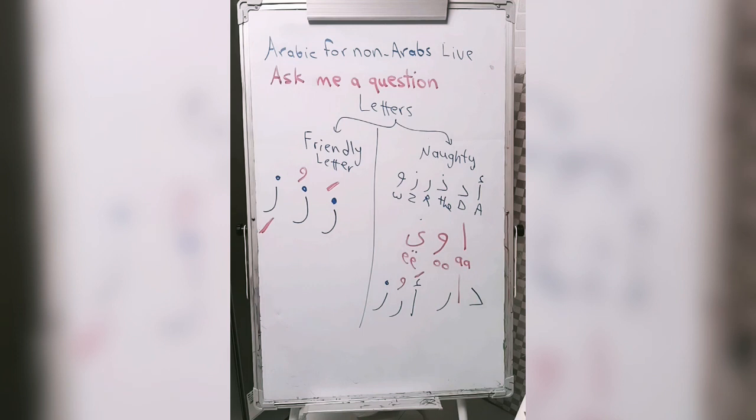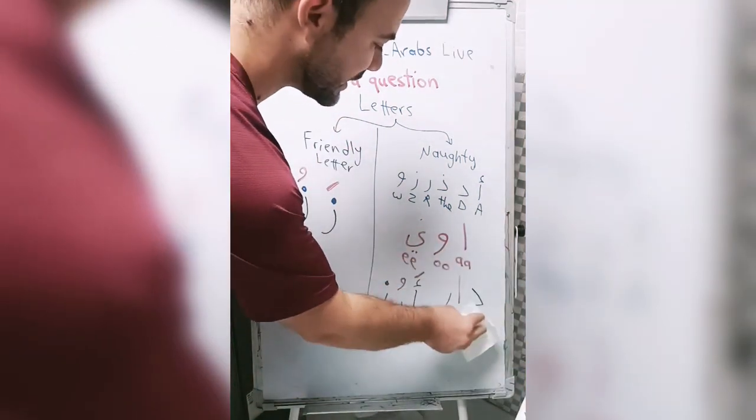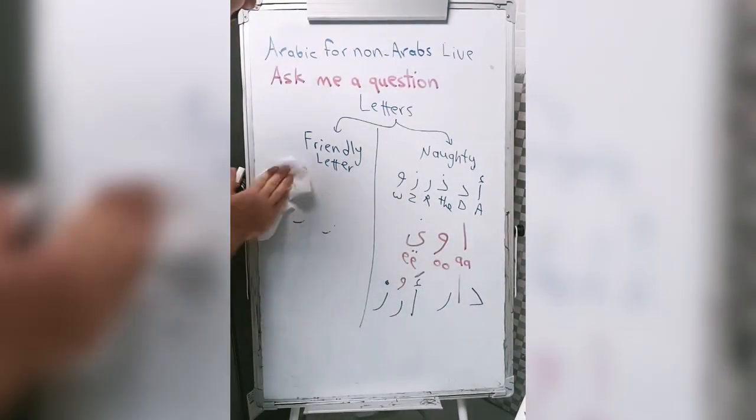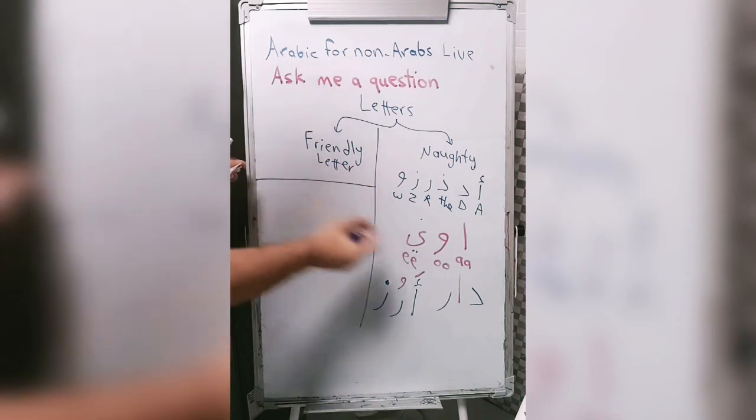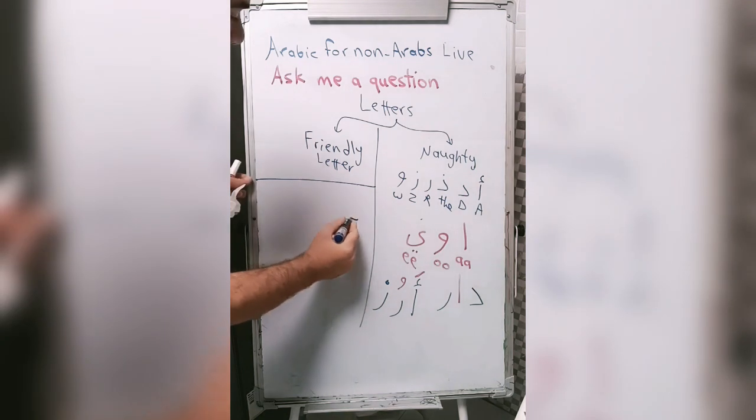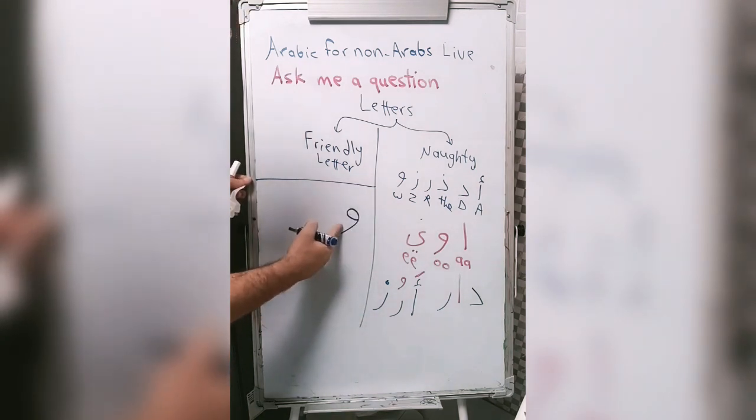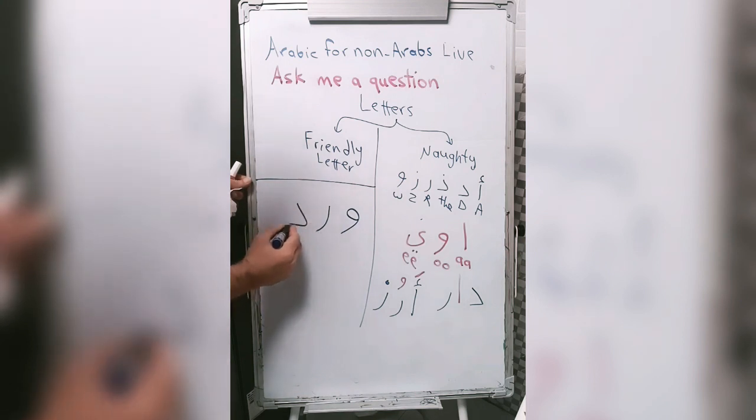Now, we try now to make some words. I'm going to make the words here. So far, you got the word dar, which is house. You got aruz. Let's try to make more words. I'm going to say this letter is wa, and then r, and then d.